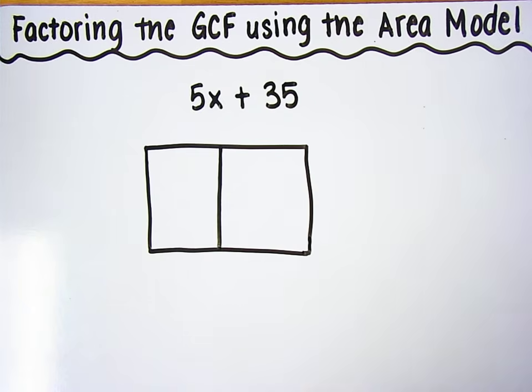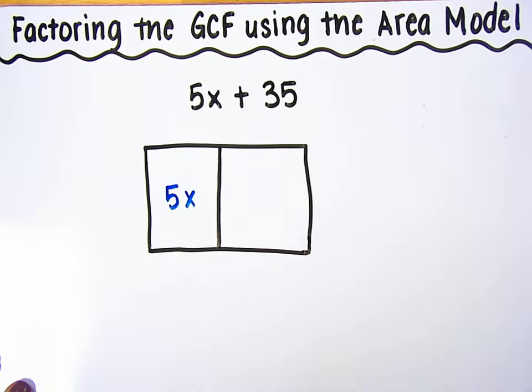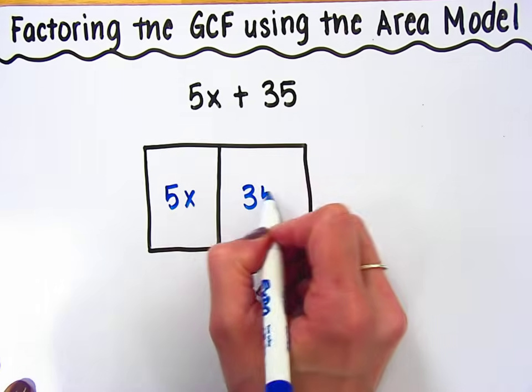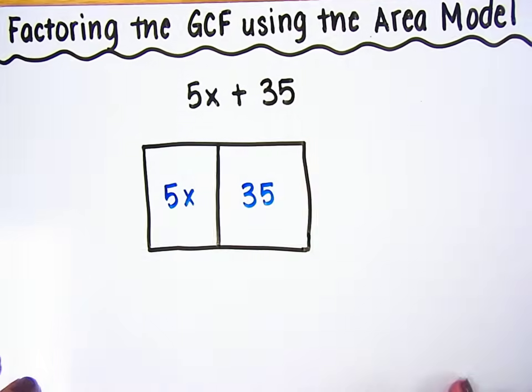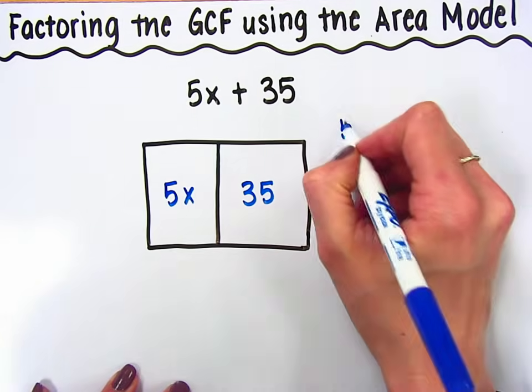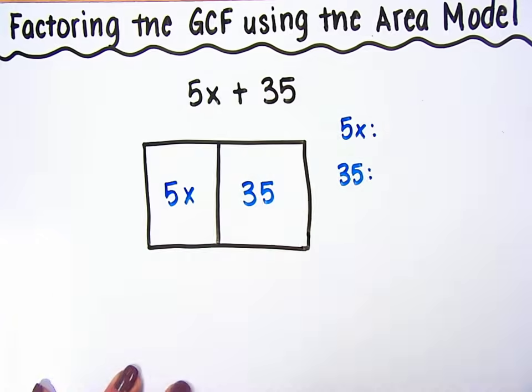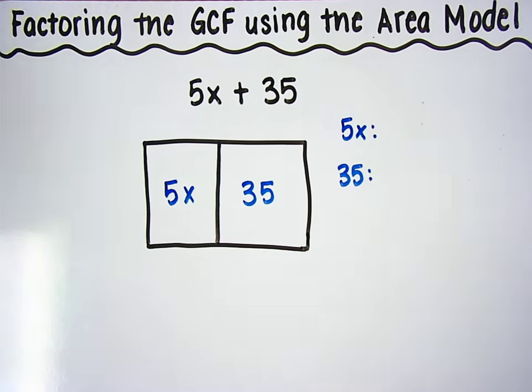If we think about this as the sum of the area of these two rectangles, we can write 5x as the area of the first rectangle and 35 as the area of that second rectangle. In order to factor our expression, we want to think about what these two terms have in common. So we can think about the factors for 5x and the factors for 35. A reminder that factors are numbers that are multiplied together to get another number or the product.